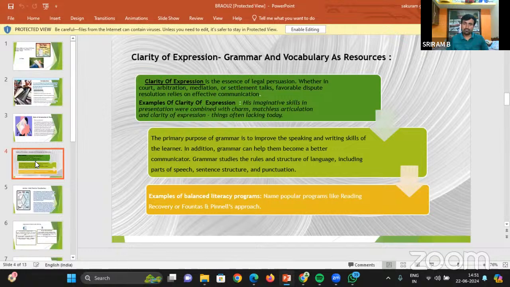The primary purpose of grammar is to improve the speaking and writing skills of the learner. In addition, grammar can help them become a better communicator. Grammar studies the rules and structure of a language, including parts of speech, sentence structure, and punctuation. Examples of balanced literacy programs: name popular programs like Reading Recovery, or Fountas and Pinnell's approach.